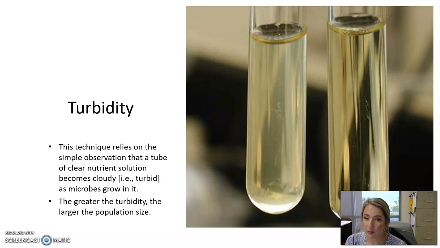So typically, when we work with nutrient broth, if there's no bacteria in it, it is going to be clear as what we would see here. Once you add bacteria to the broth and they start to grow, that solution becomes cloudy, which is what we see here, and that cloudiness is known as turbidity. And typically, the more cloudy or the more turbid the solution is, the more bacteria are present. So we want to think of turbidity as having bacterial growth. And typically, again, the more turbid it is, the larger the population size.